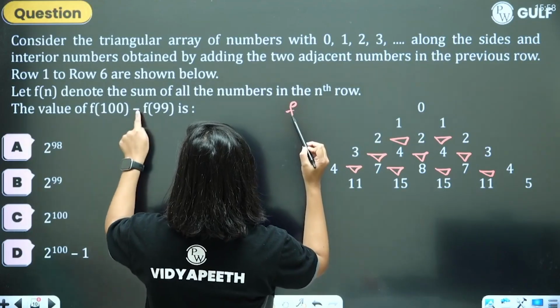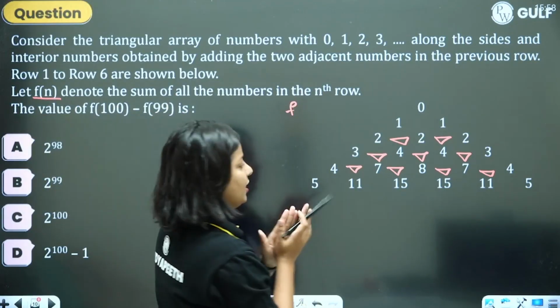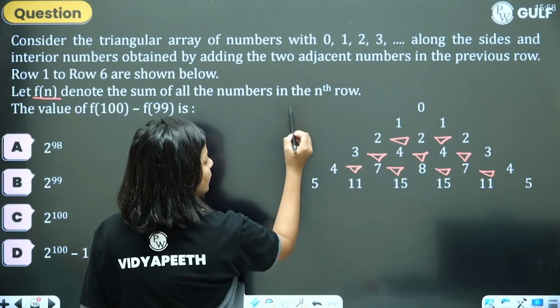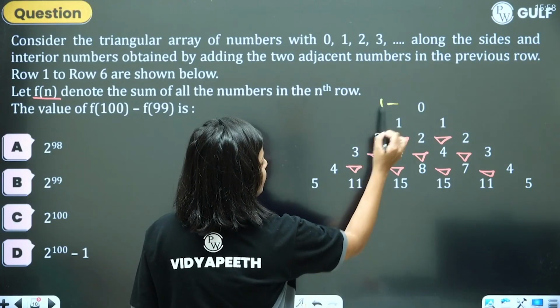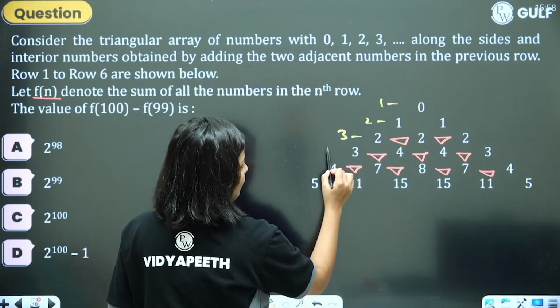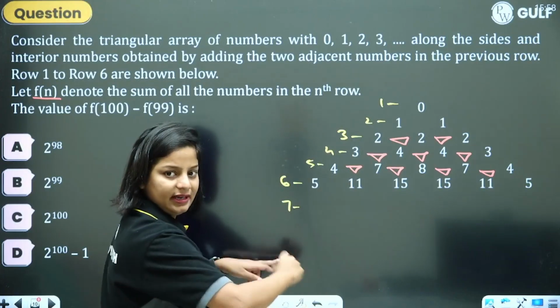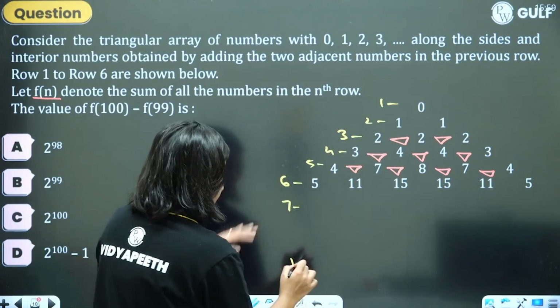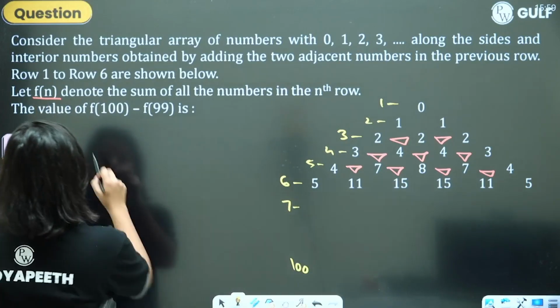The value of F100 minus F99. What is Fn? It is the sum of all numbers in the row. That's your first row, second row, third row, fourth row, fifth row, sixth row. Next will be 7th, 8th, 9th, and there will be many rows. Okay. Fn is the sum of numbers.